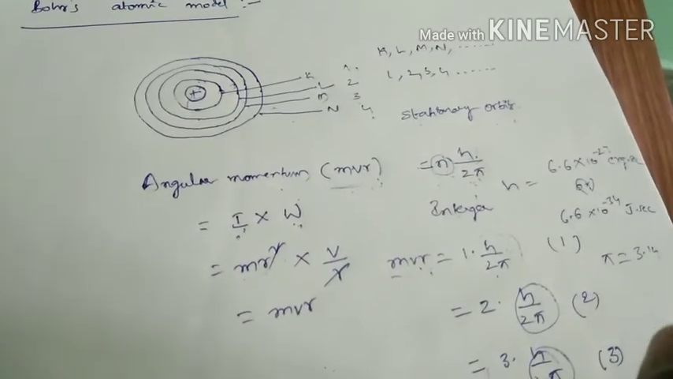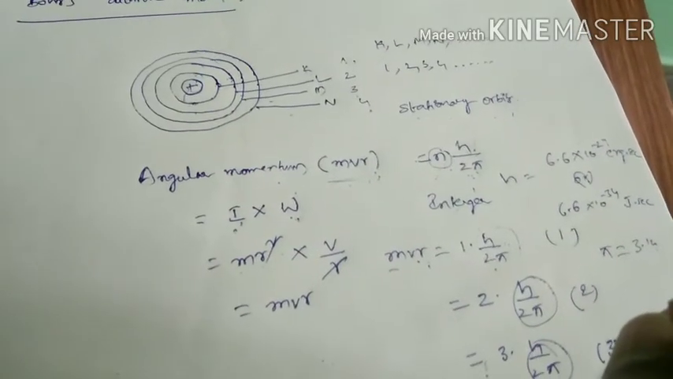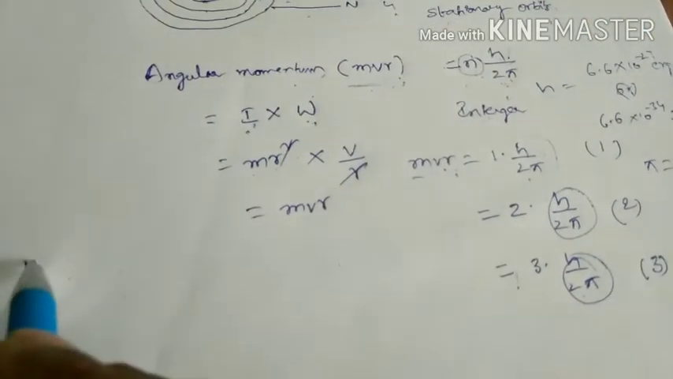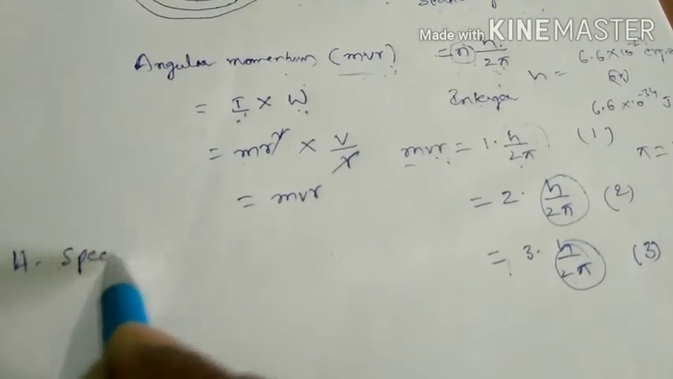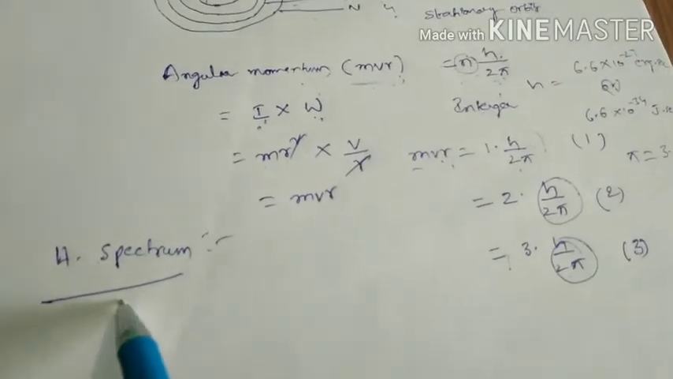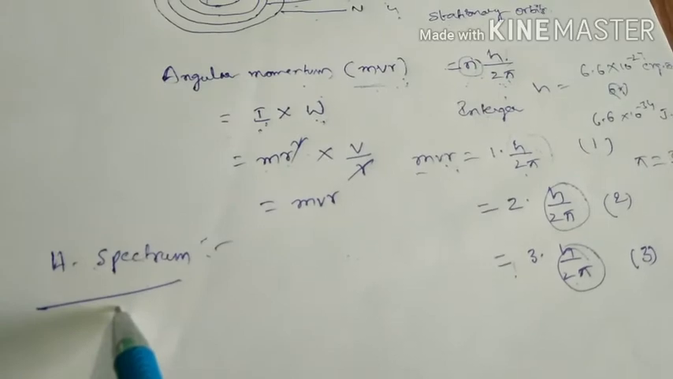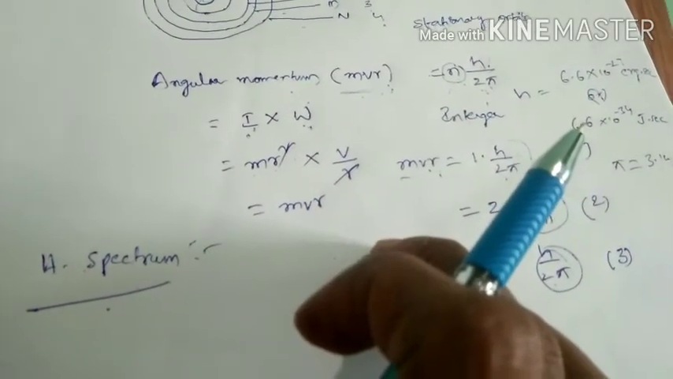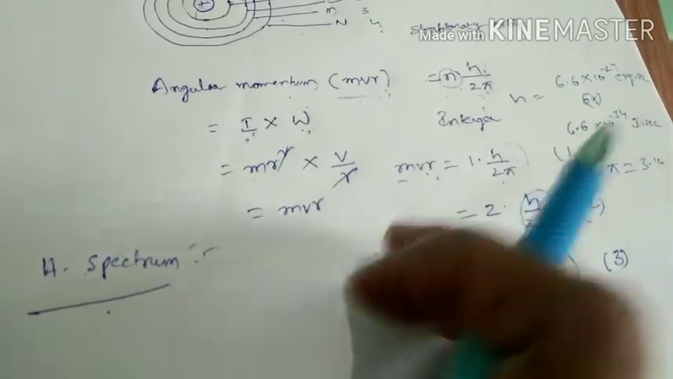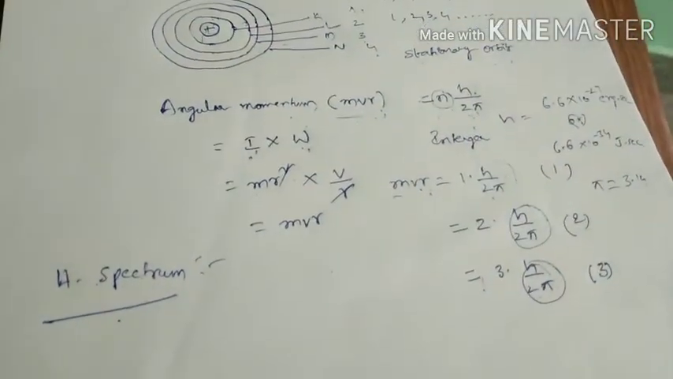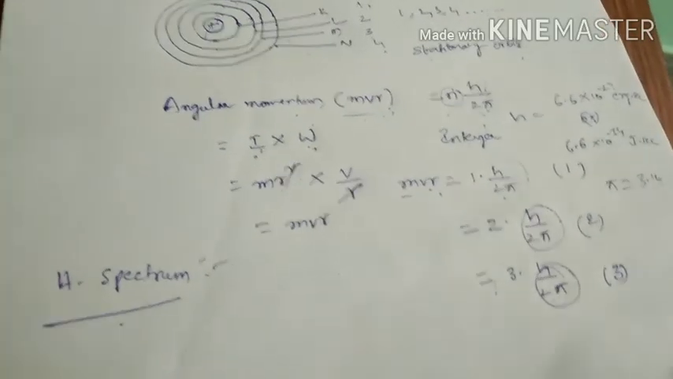Next, one more important topic is there, that is the hydrogen spectrum. That means when we take a hydrogen atom, we get a spectrum. In that spectrum some points are there, and we have to discuss those points. Before that we should discuss one point: how the hydrogen spectrum is formed.